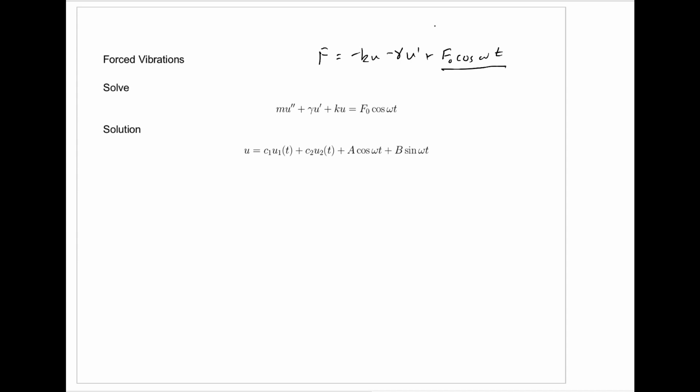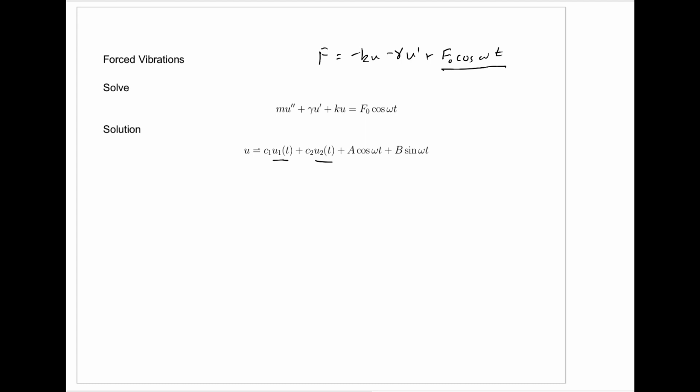Now, how do we solve this second order linear constant coefficient non-homogeneous differential equation? First, we solve the homogeneous equation, and we have a fundamental set of two solutions, u1 and u2. I'm not really going to care about those solutions too much. You know how to find them, and it depends on how big gamma is in relation to m and k, whether it's an underdamped, overdamped, or a critically damped system.